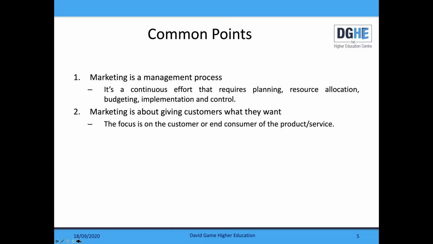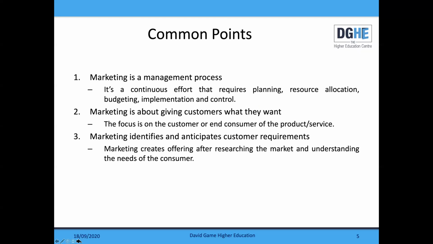Marketing is about giving customers what they want. Marketing is customer-centric. That means that the products and services that we create are to fit the needs of an end consumer or a customer. This is at the heart of everything that we do in marketing. So we are customer-centric because everything is about the end user.